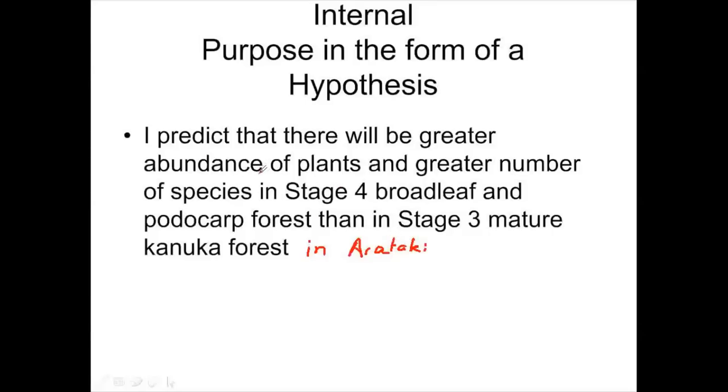So let's look at our keywords. Keywords is abundance of plants, okay, and our other keyword is number of species. Those are the two things that we are going to collect data on tomorrow, and those are the two things that we're going to analyze and comment about in our report.